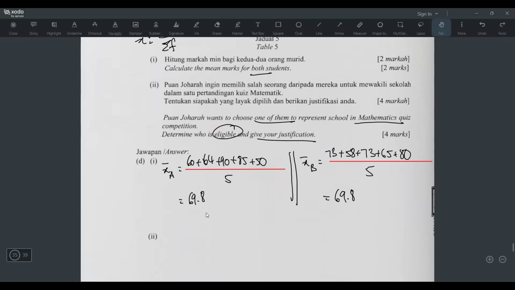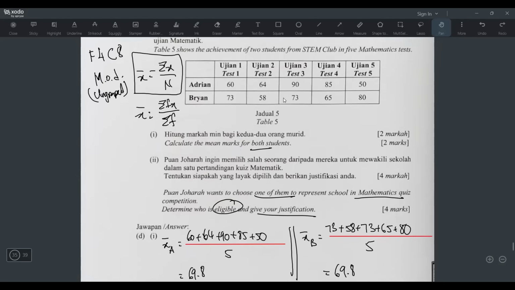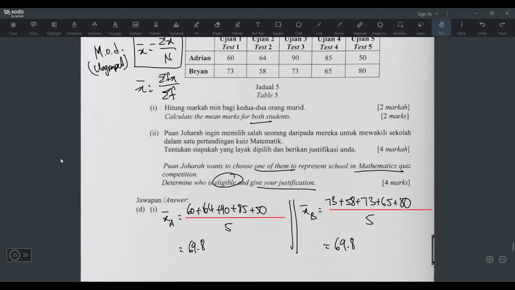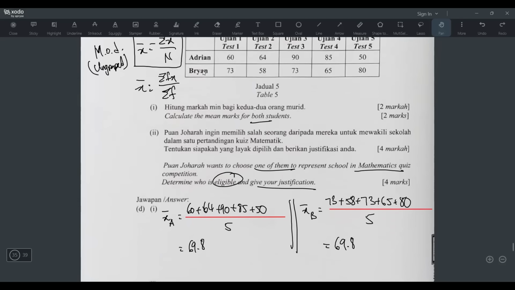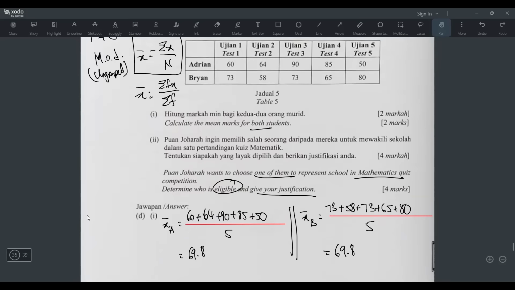And also they both have the same mean, so both have the same average. So it will just come down to who performs more consistently, and that will be the guy that we will send to the competition. Okay. So to find how consistent, you have to use the measures of dispersion, and you will do standard deviation. When you compare between two persons, you will always find the standard deviation, right?